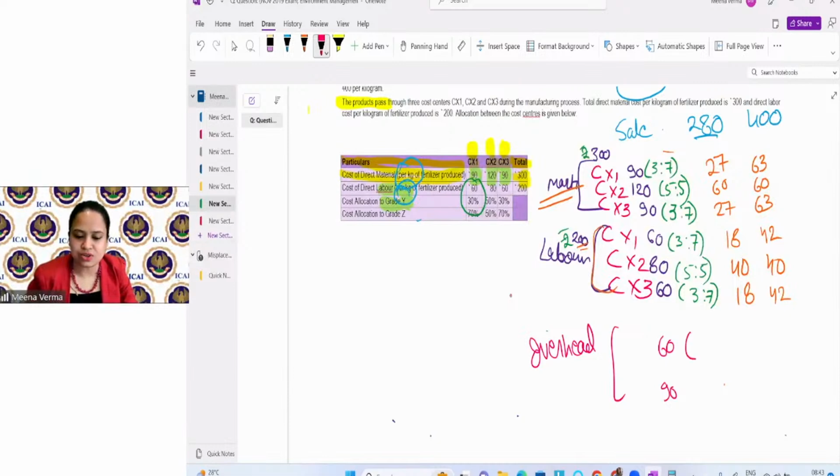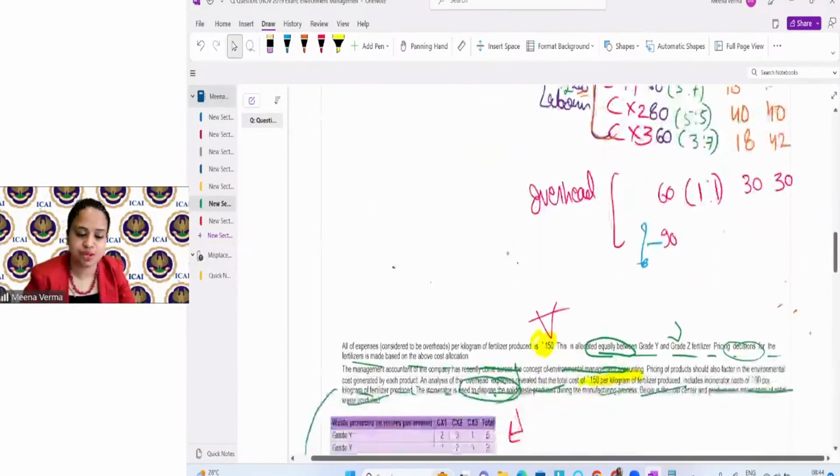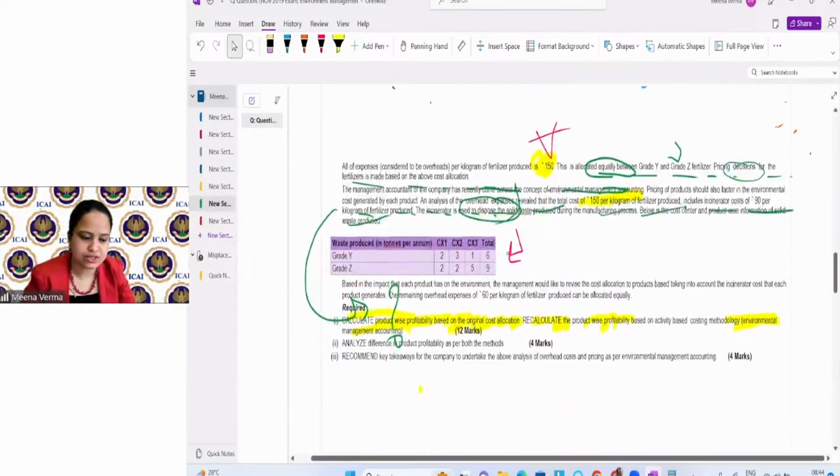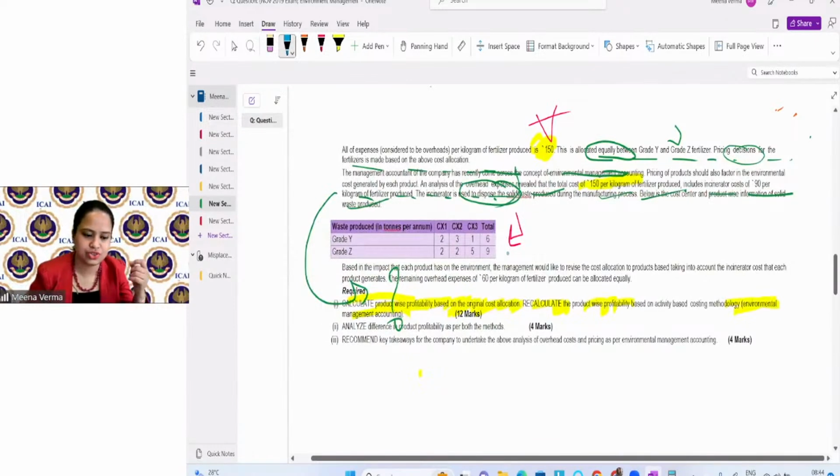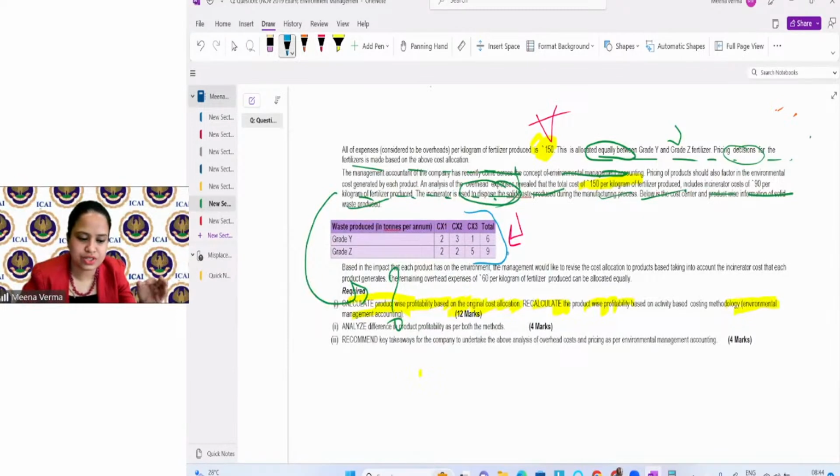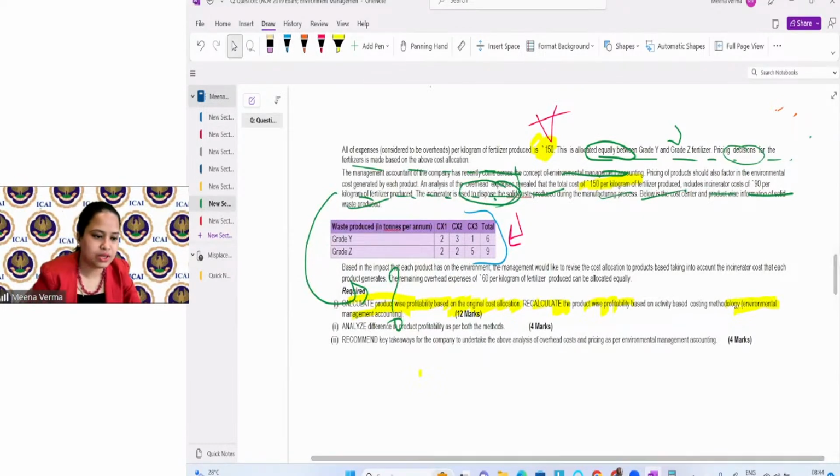So this 60,000 cost will be allocated equally to the products, so 30 and 30. This will be allocated directly. But how will you allocate the 90 overhead cost? For the allocation, they have given you some more information here. On the basis of this information, you have to allocate the cost.